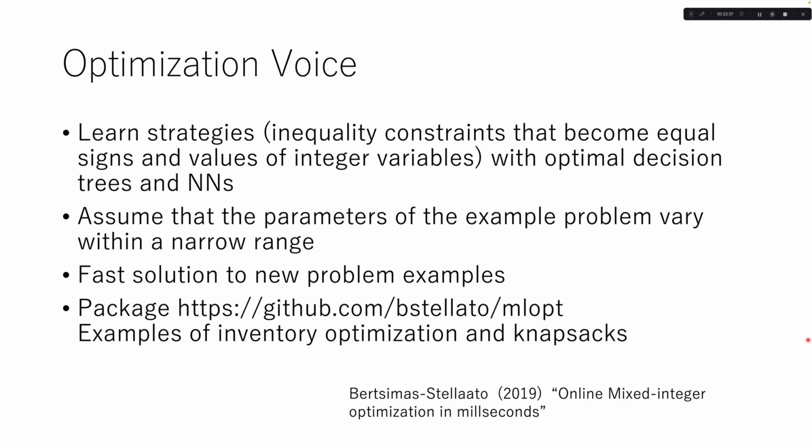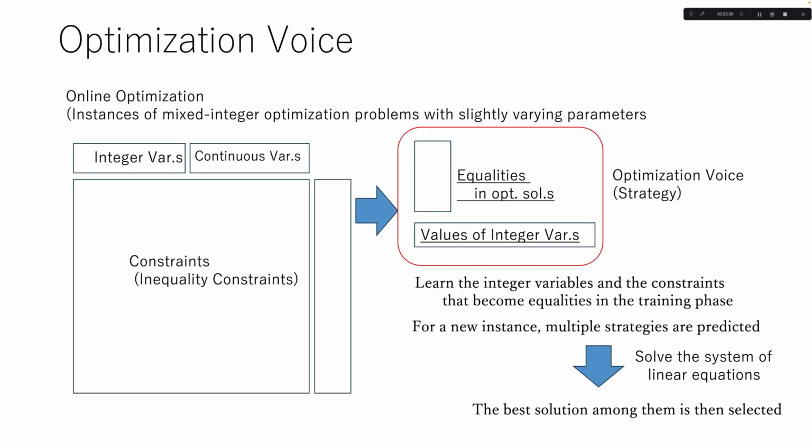knapsack problem. Consider a scenario where instances of mixed integer optimization problems with slightly varying parameters are provided online. Mixed integer optimization problems are composed of integer variables, real variables, and constraints. During the training phase of a neural network, the model learns the integer variables and the constraints that become equalities in the optimal solution. The researchers term this information as the voice of optimization, or strategy.